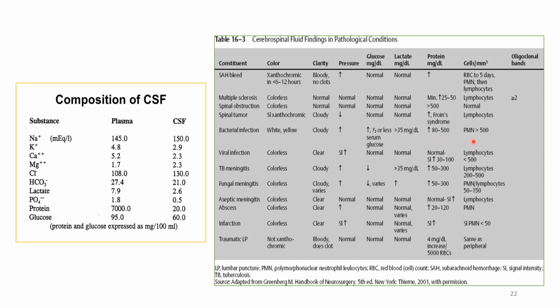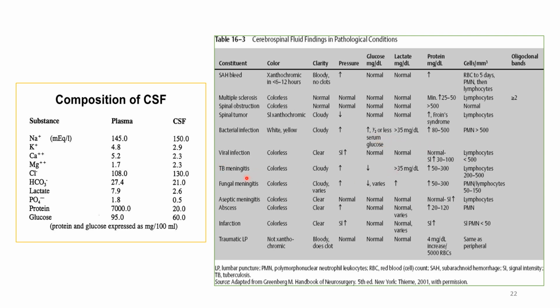There are many neutrophils, greater than 500, that you can see. So in a bacterial infection, the CSF is cloudy, there is increased pressure, and under the microscope you can see neutrophils, with a change in glucose level, and increases in lactate and protein levels.